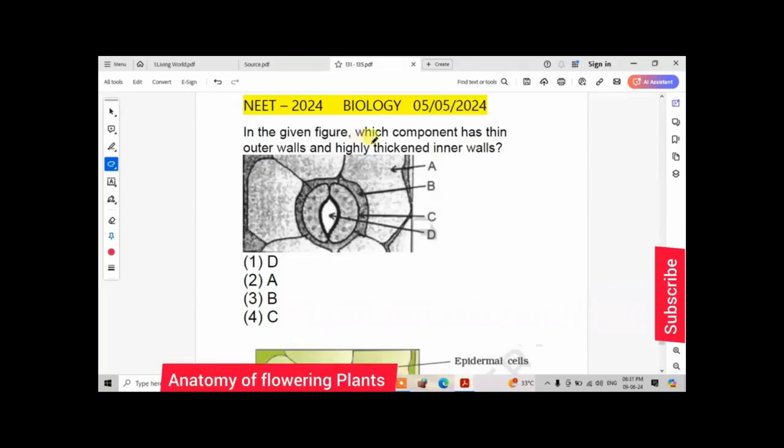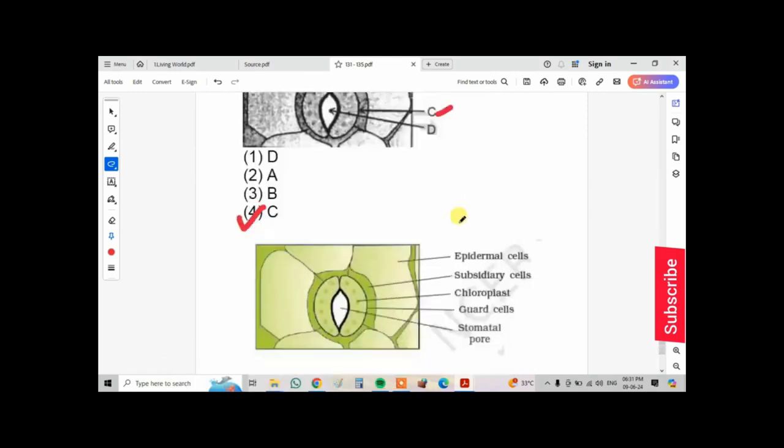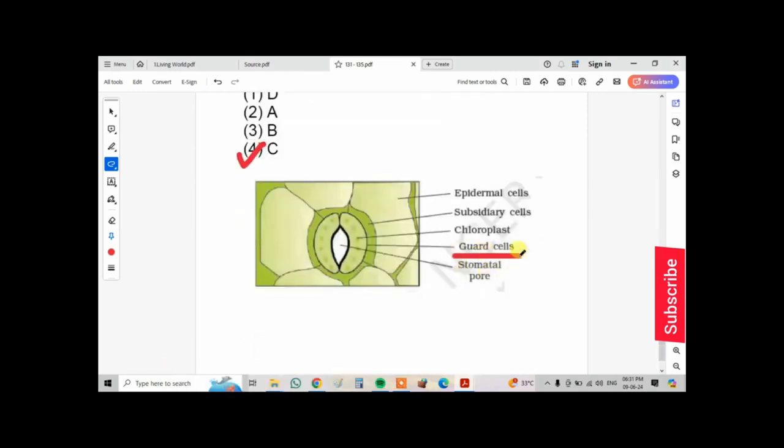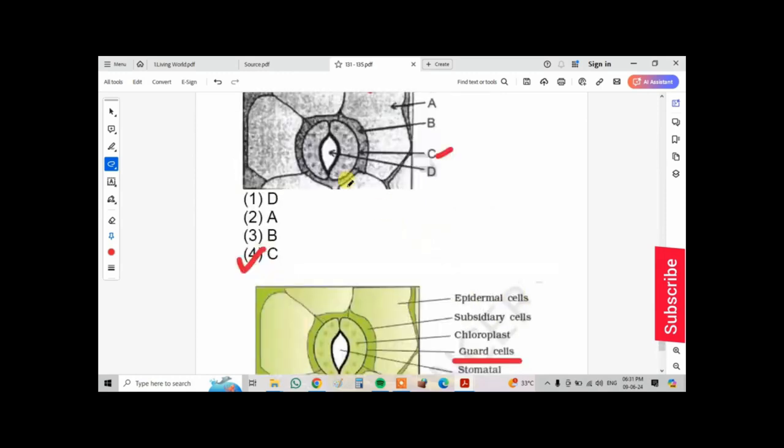In this given figure, which of the components has thin outer walls and highly thickened inner walls? Outer thin, inner thick, actually it is guard cells and it is C, so option 4. From the NCERT diagram, we can see it is guard cells and it is mentioned in the topic also.